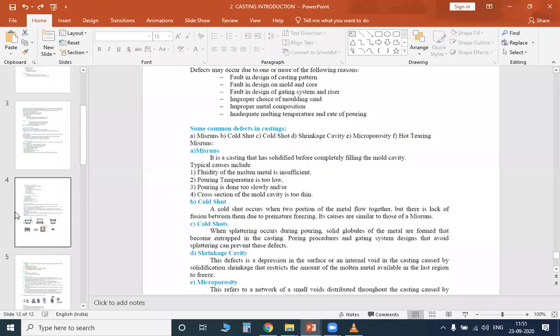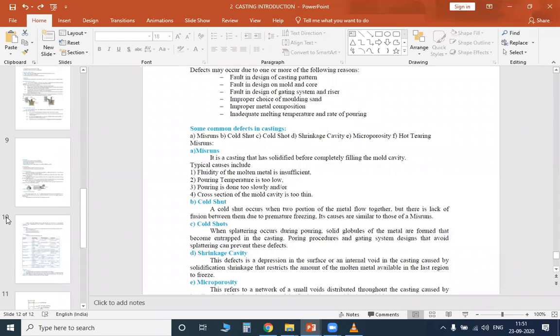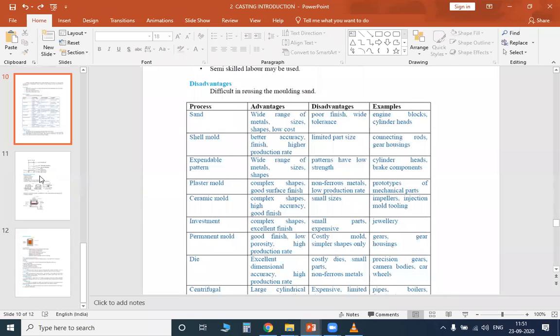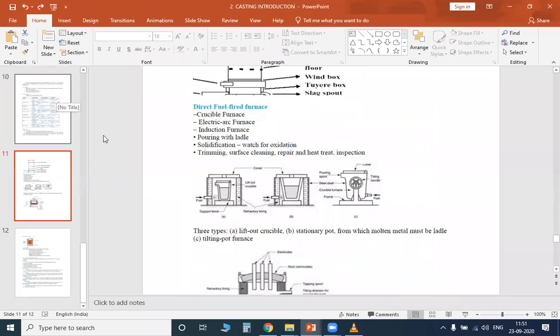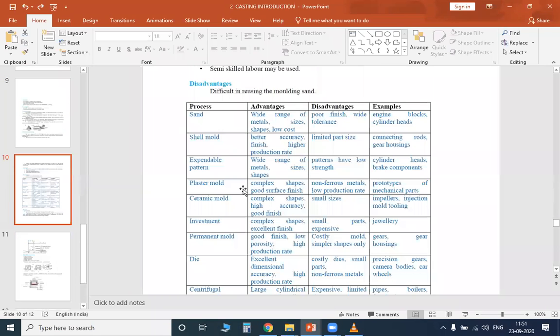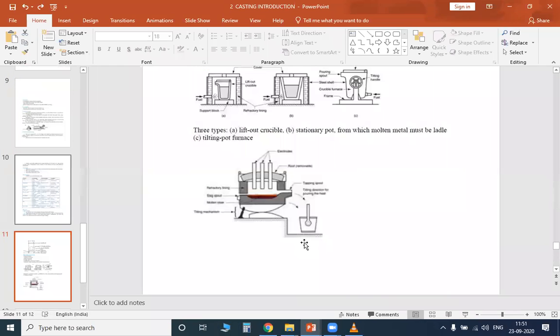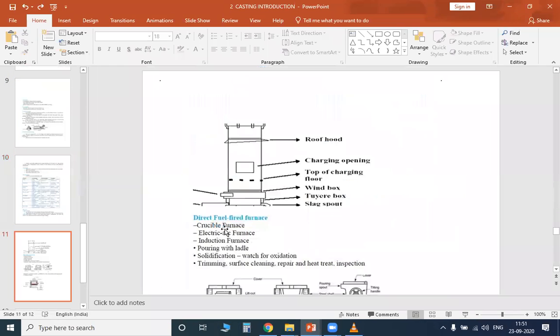In the next class, we will learn what is meant by carbon dioxide molding, as well as the different furnaces used to melt the metal. Okay.